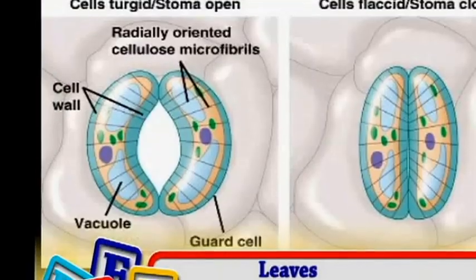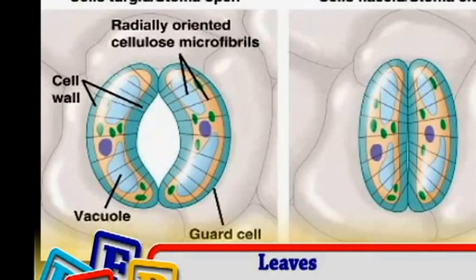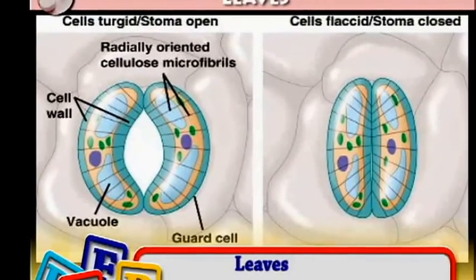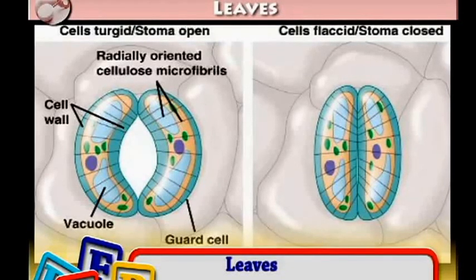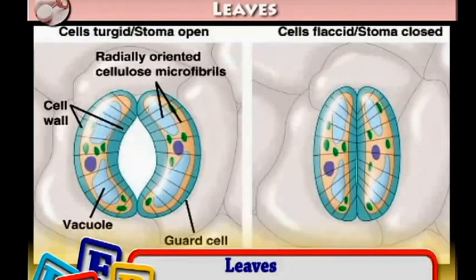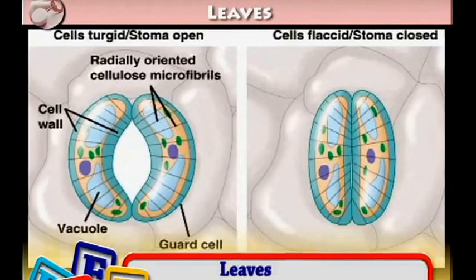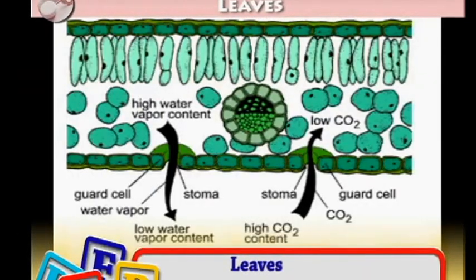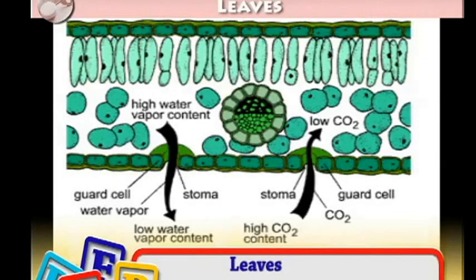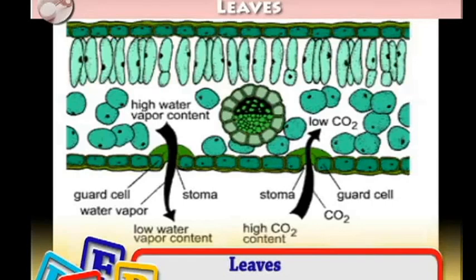A stoma is a tiny pore. They are tiny pores which have two bean-shaped guard cells, and when the pressure is low, the stomata will close, and when the pressure is high, the stomata will open. This is due to turgor pressure that is created in the guard cells, and there is continuous control of water and gaseous exchange in the plant.